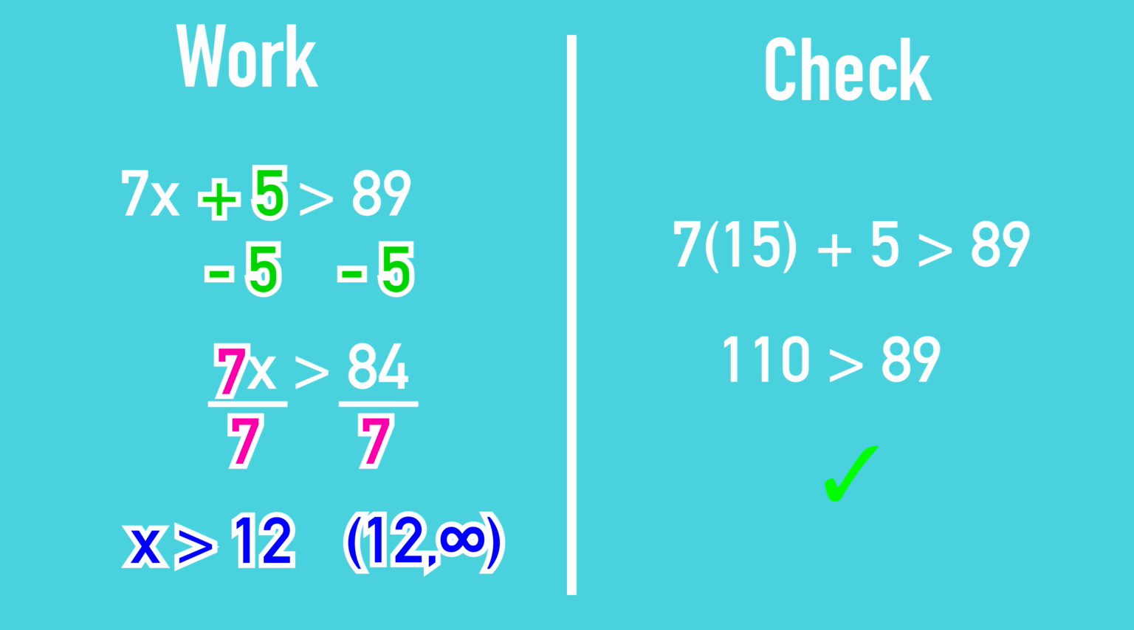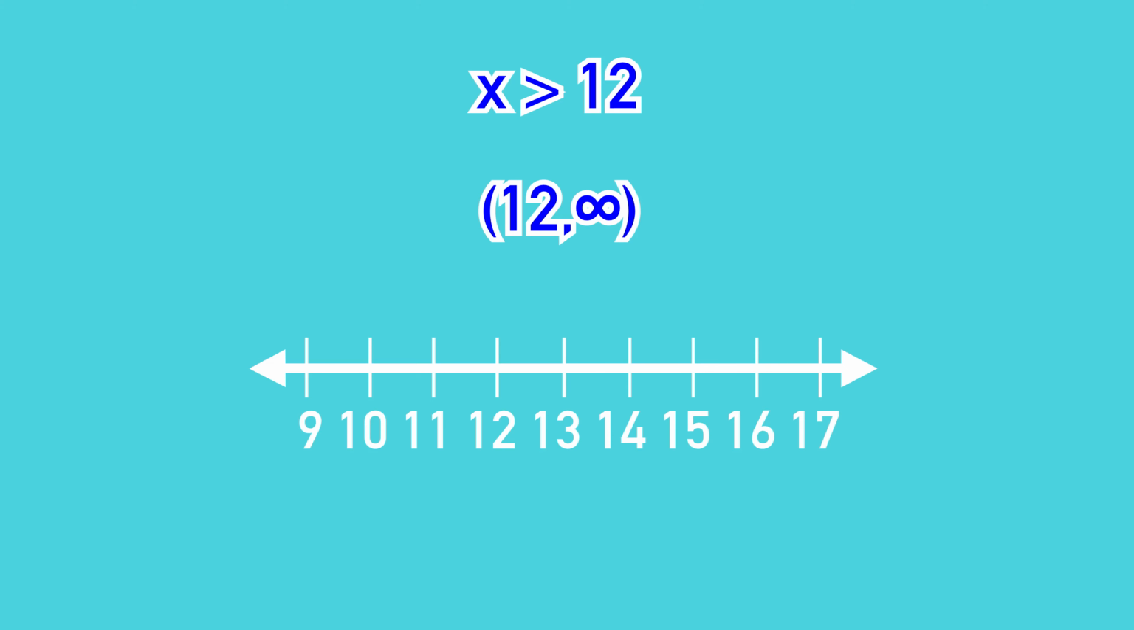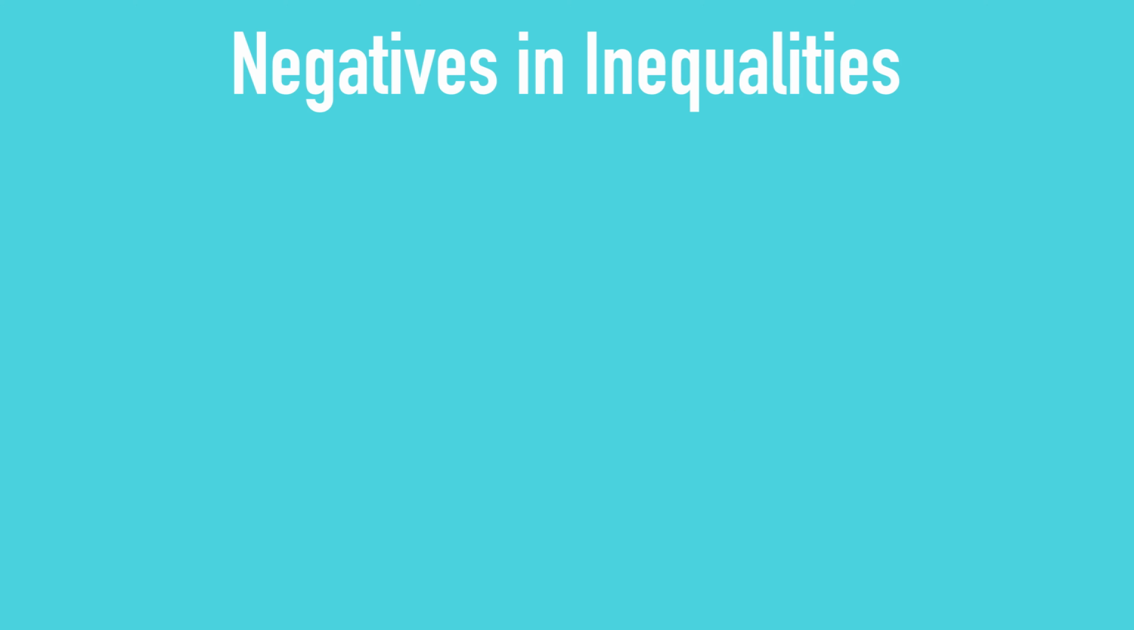Furthermore, we can graph the solution on a number line. We will start with an open circle at 12. This shows us that 12 is not included in the solution. Then we draw an arrow from 12 through all the values greater than 12. As long as the variable is on the left, this arrow will point in the same direction as the inequality arrow.